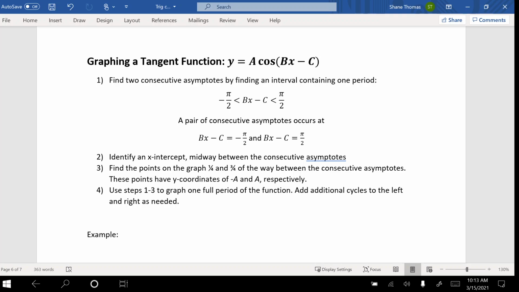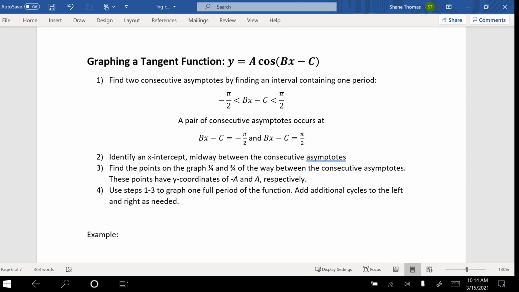Third, you want to find the points on the graph at 1/4 and 3/4 of the way between the consecutive asymptotes, and those points have y-coordinates of negative a and a respectively. That's kind of like your magnitude or your amplitude. Then you're going to use steps 1 to 3 to graph one full period of the function and add additional cycles to the left and right as needed.